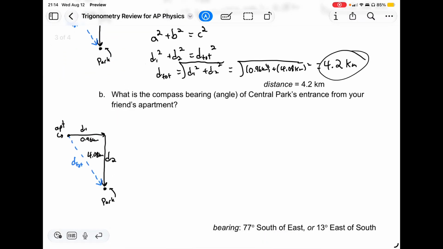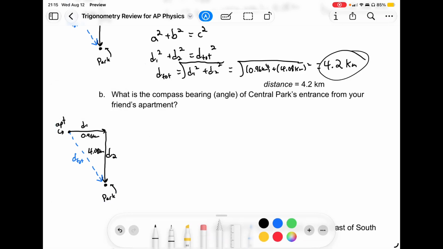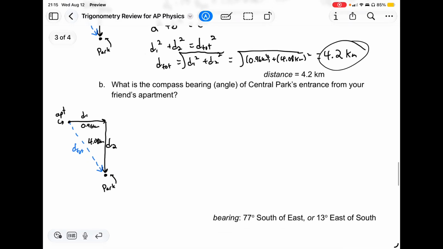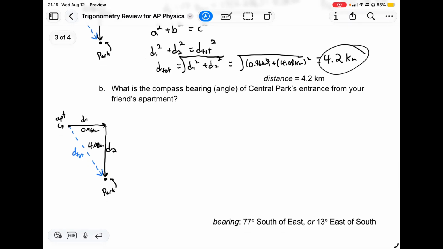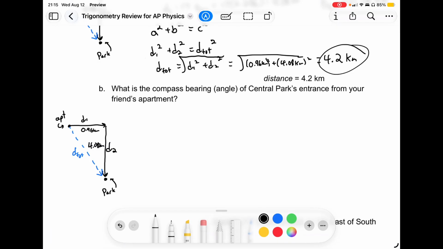All right, so now for part B, what we want to do is find the compass bearing for Central Park's entrance from our friend's apartment. So if we start at our friend's apartment, let me get my little things back here. There we go.